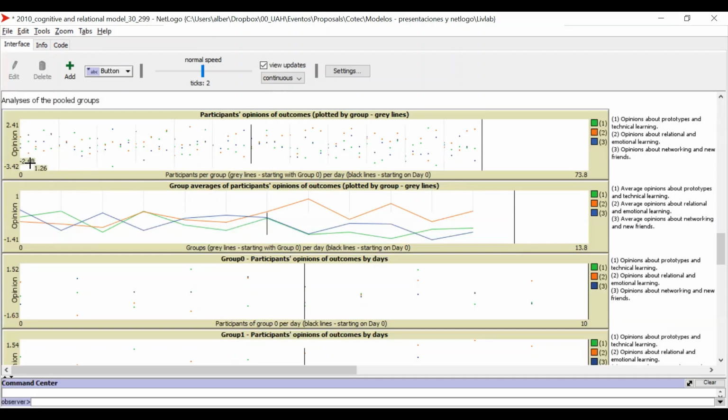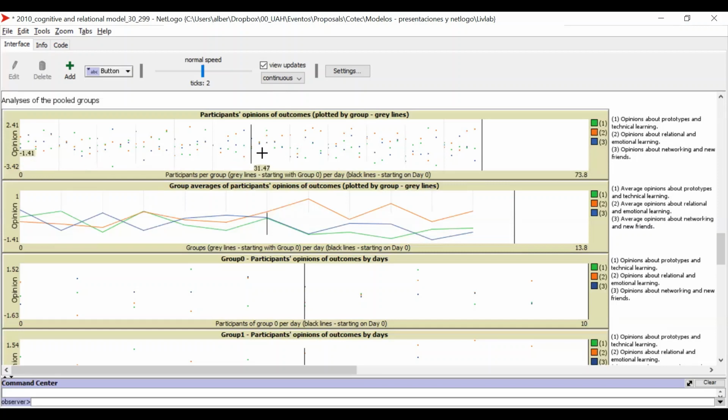So for example, this second participant of group 0 has a better opinion of, you see the blue dot over there, higher than the others. That participant's opinion on networking is much more positive than the other outcomes that the group is producing.